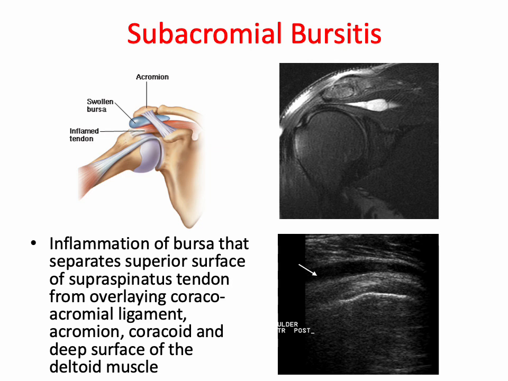People present with pain and point tenderness under the acromion. Ultrasound at the bottom here demonstrates a fluid-filled and distended structure with a hyperechoic wall, which represents synovial hypertrophy. The MRI can demonstrate a fluid-filled structure between the supraspinatus tendon and either the acromion or the subacromial space, or between the deltoid.